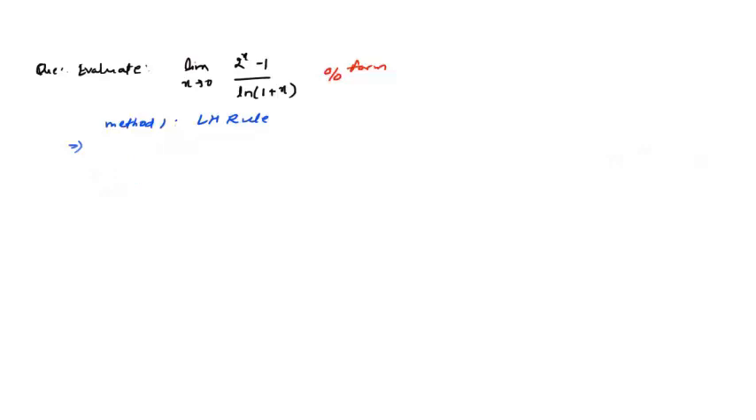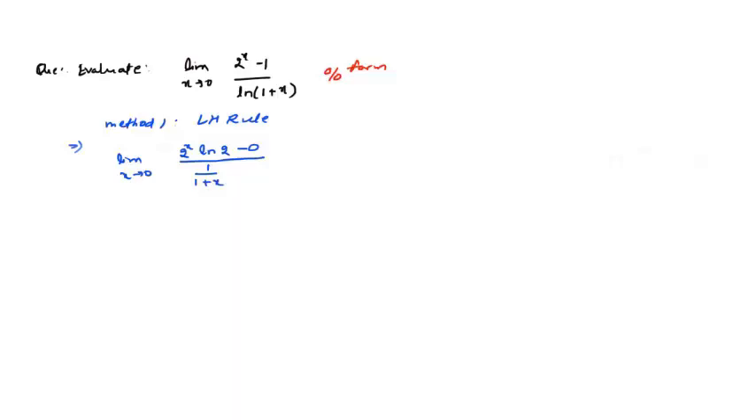Okay, so applying the L'Hôpital rule here, we can write this as limit x tending to 0, differentiation of the numerator. Differentiation of a raised to power x will be a raised to power x into ln of a, minus 0, whole divided by differentiation of ln of 1 plus x, which we can write as 1 by 1 plus x.